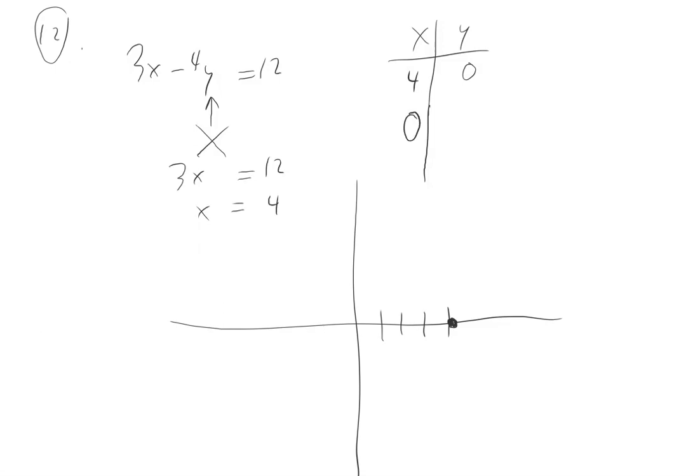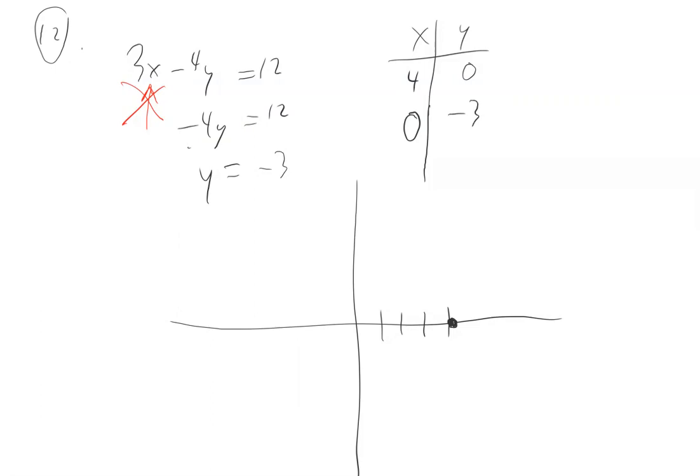If I plug in 0 for x, then that part right there just cancels out. So the only thing left is negative 4y equals 12. If I divide both sides by negative 4, you get negative 3, right? So y has to be negative 3, because negative 4 times negative 3 equals 12. So the y-intercept is negative 3.